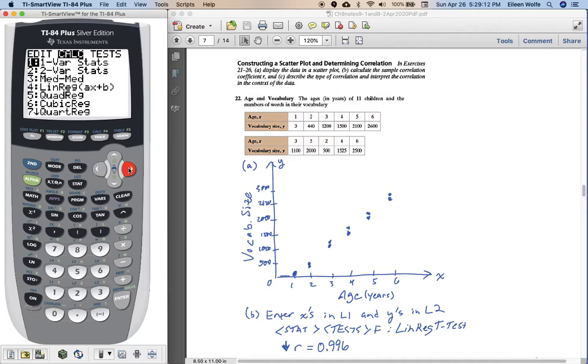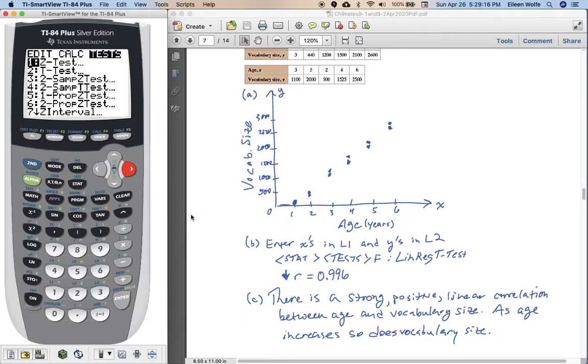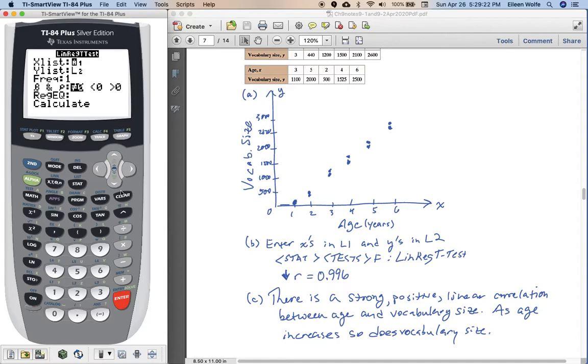Stat tests. Okay, so we've got that data in. Let's see if we can get that 0.996 correlation that I have written down here. Okay, all the way at the bottom of the output screen. So there we go, 0.996.